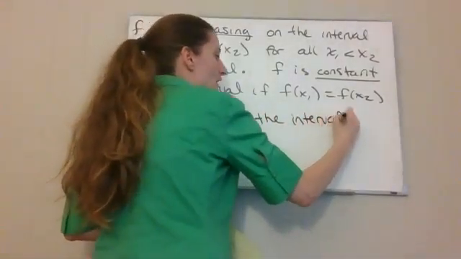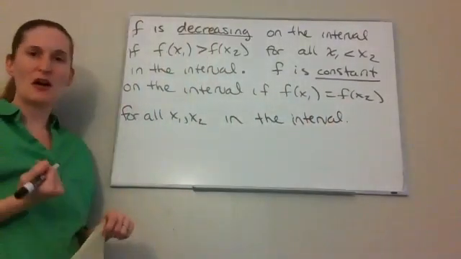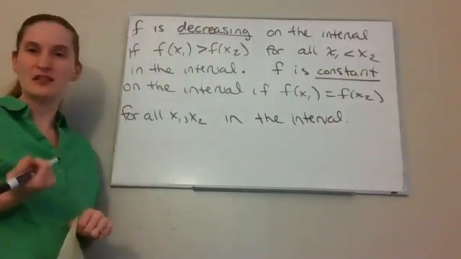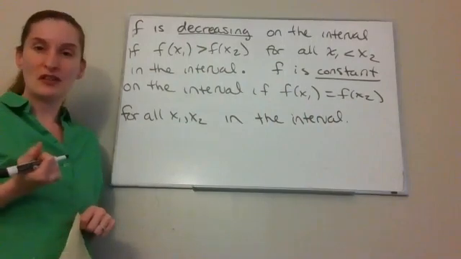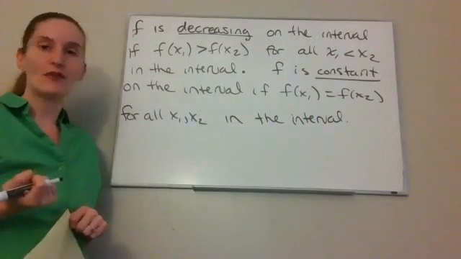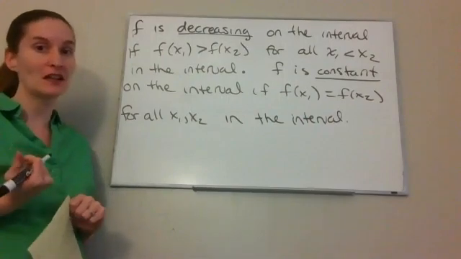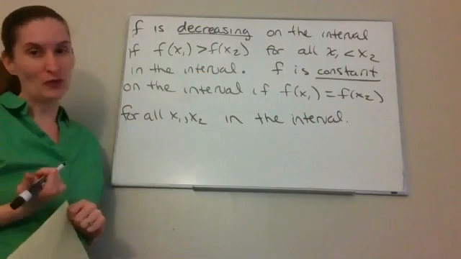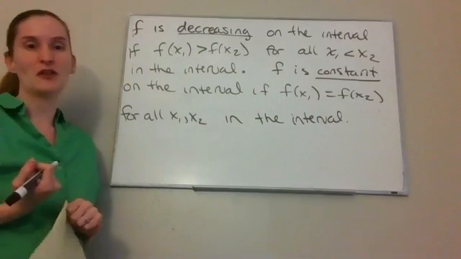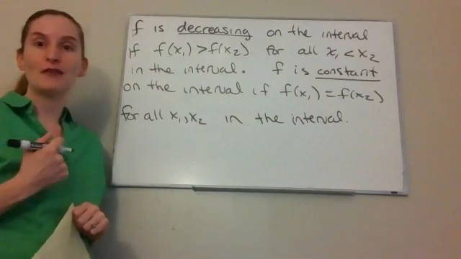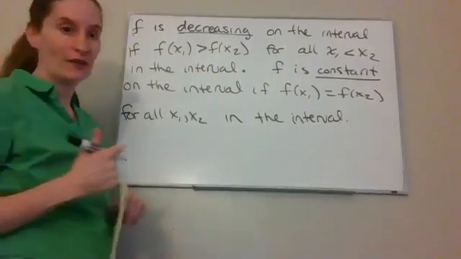So all of these definitions that we just wrote down are honestly a little bit technical. But what it's actually saying is the graph of the function will go up from left to right if the function is increasing. The graph will go down from left to right if it's a decreasing function. And the graph will be completely flat horizontal if it's a constant function.